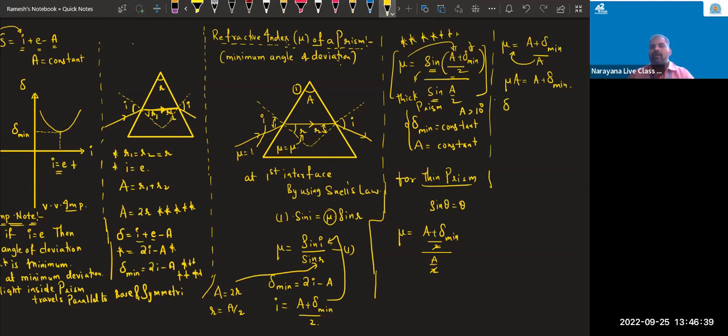So what is the minimum angle of deviation here? Delta minimum equals mu A minus A. Taking A outside, delta minimum equals A into (mu minus 1). Very important equation, kindly remember it at your fingertips. For every thin prism, the angle of deviation is A into (mu minus 1).